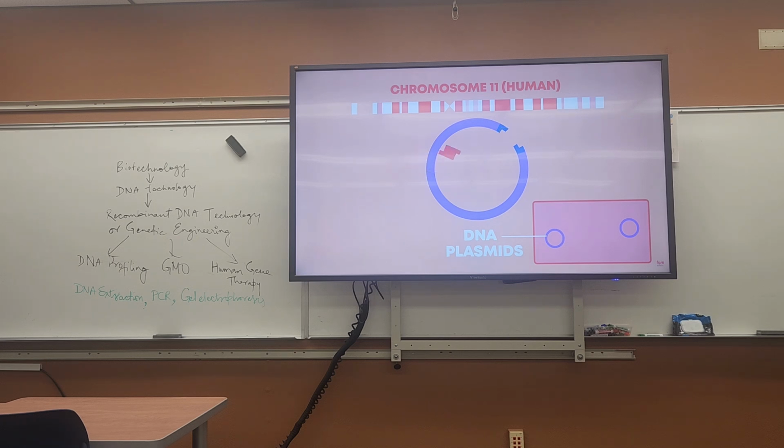The insulin gene is joined to the plasmid by the sticky ends. An enzyme called ligase is used to complete the joining of the two pieces of DNA. The modified plasmid is then reinserted into the bacterial cell.